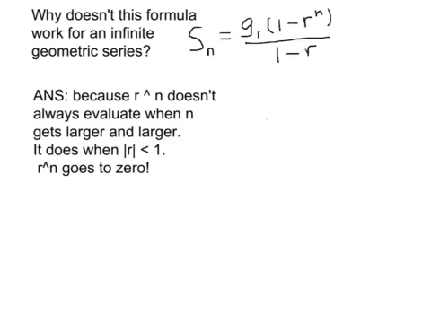Okay, so let's make our assumption that we know that this is true, that the absolute value of r is less than 1, so r sub n goes to 0. Then we take a look at our formula and what happens to it as n gets bigger and bigger.